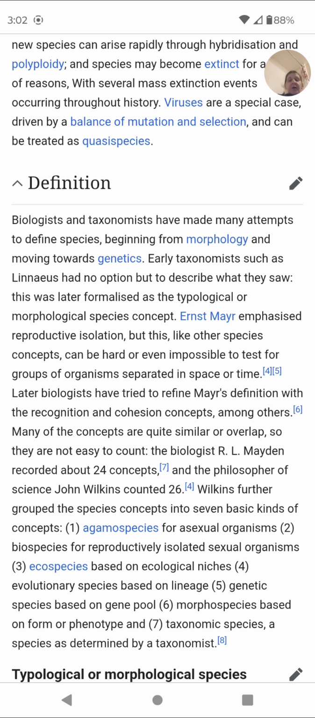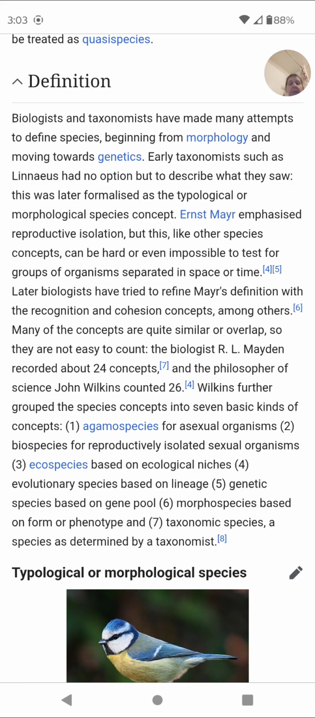Ernst Mayr emphasized reproductive isolation, but this, like other species concepts, can be hard or even impossible to test for, for groups of organisms separated in space or time. Later biologists have tried to refine Mayr's definition with the recognition and cohesion concepts, among others. Many of the concepts are quite similar or overlap, so they are not easy to count.